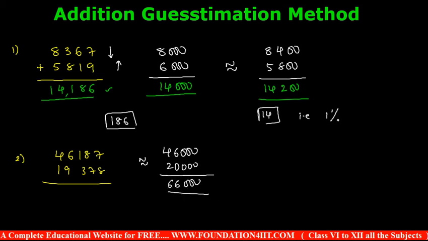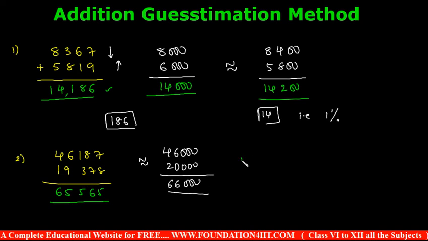But let's see the original. The original sum is 65,565. I used the left to right addition concept, which I explained in previous chapters. 65,565 versus 66,000, so there's a lot of difference.